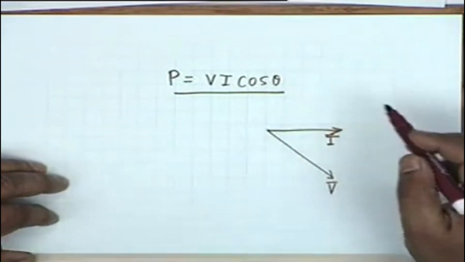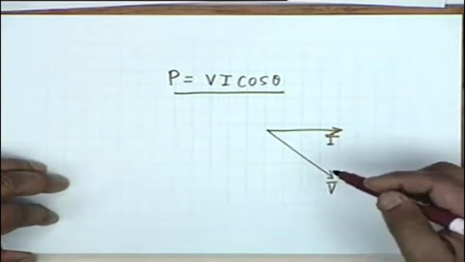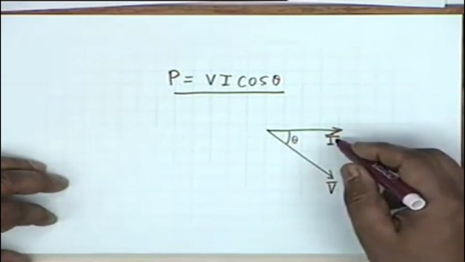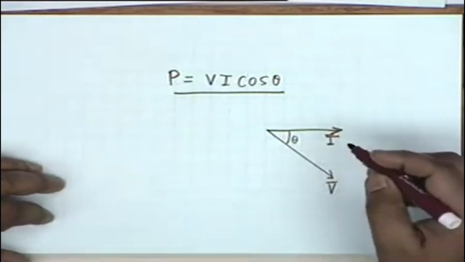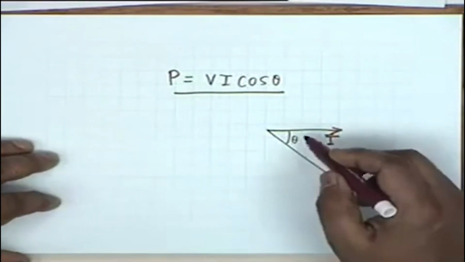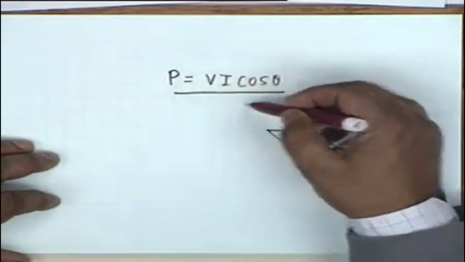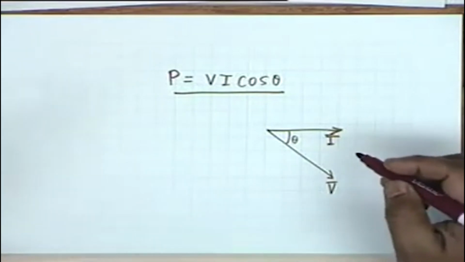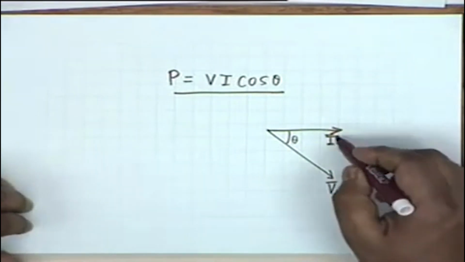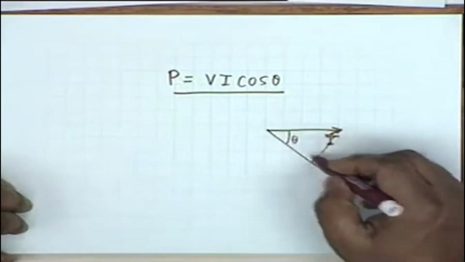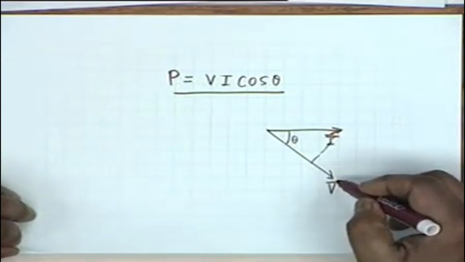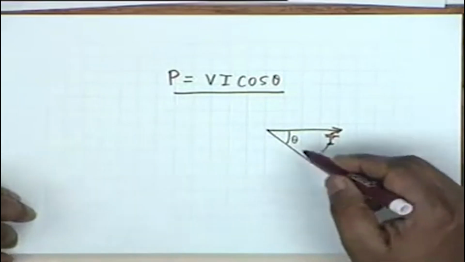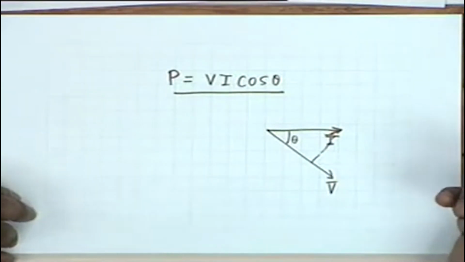Then the power is obtained by projecting one vector on the other. This angle is theta. In this case, the current is leading or lagging? Leading. So the power factor shall be a leading power factor, this angle theta, and you see the power absorbed by the circuit is given by the product of one of the phasors and the projection of the other phasor on the same line. That is, if you project I onto the direction of V, then the current in the direction of V is I cosine theta, and therefore Vi cosine theta is the power absorbed by the circuit.